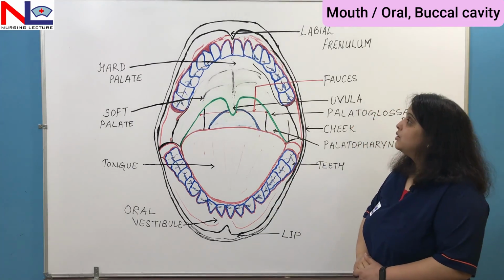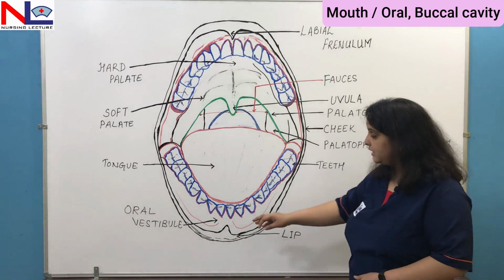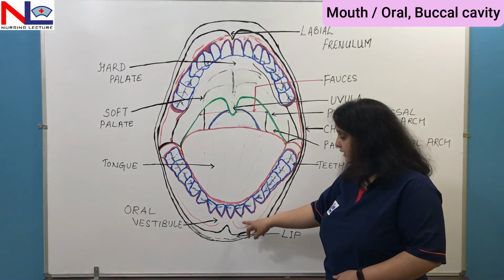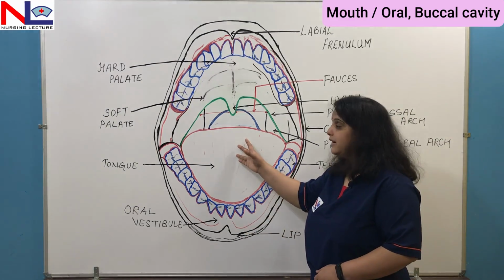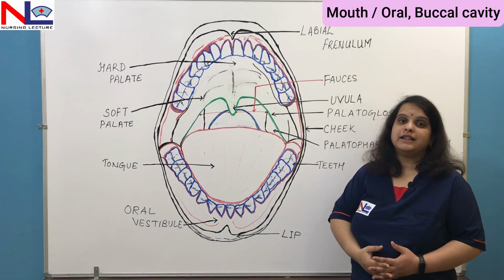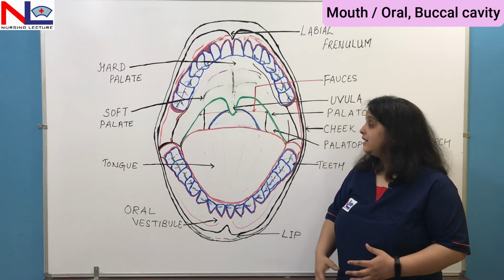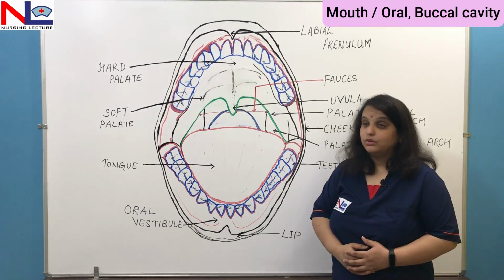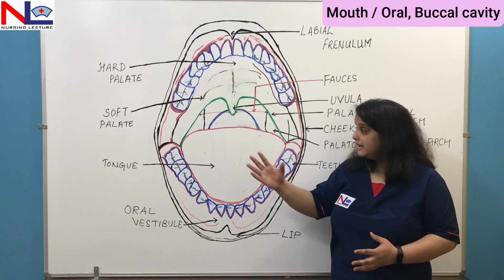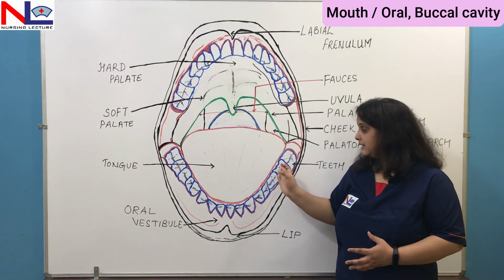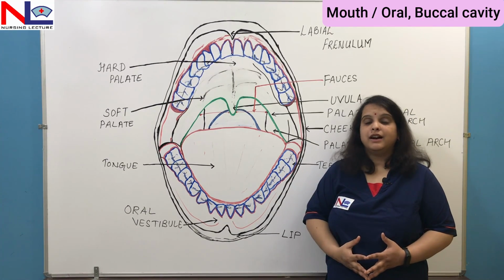So this was about the structure of the mouth, where we have studied the smaller and larger cavities. The smaller cavity which lies in front is the oral vestibule, and the larger cavity which lies posteriorly is the oral cavity proper. In this lecture we have studied the anatomy of the mouth, but the accessory organs that lie inside the oral cavity, like teeth, tongue and salivary glands, will be covered in another video.